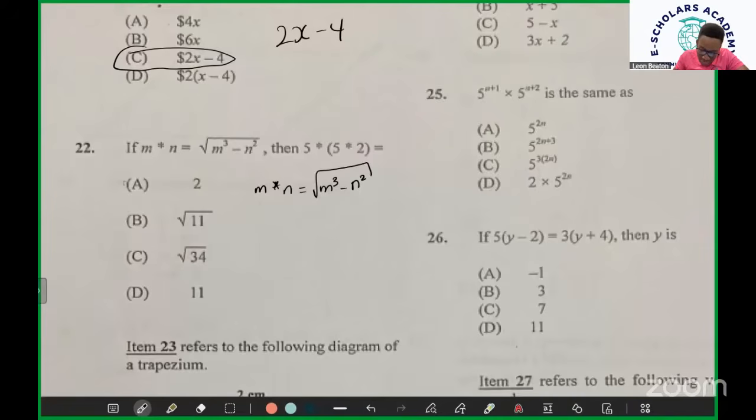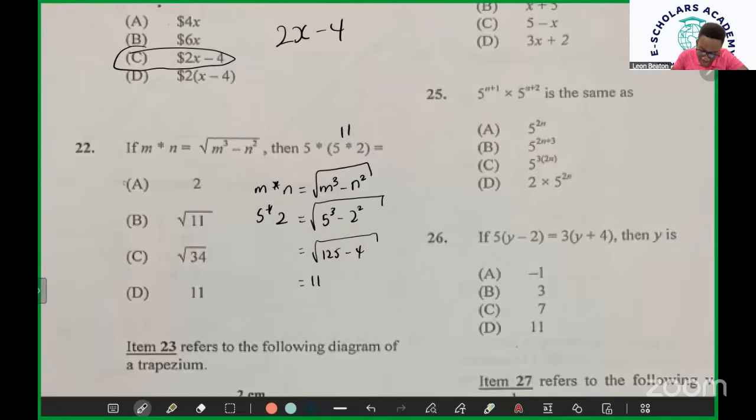So let me see. Let's do this piece by piece. So we gotta find what is in the bracket first. So 5 star 2 is equal to the square root of 5 squared. No, sorry, this should be 5 cubed minus 2 squared. So this would be the square root of 125 minus 4. So this is 121. The square root of 121 is 11. So this piece now is equal to 11.